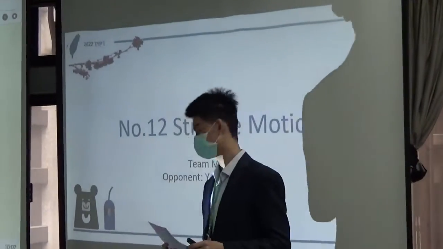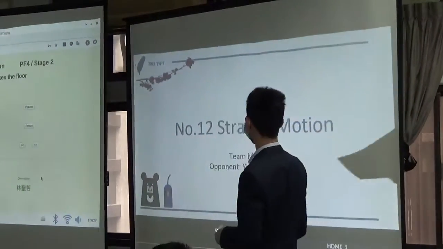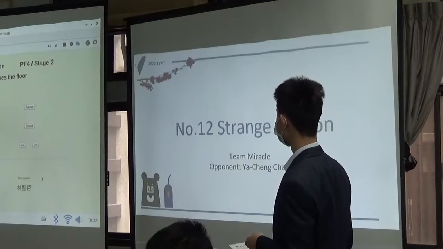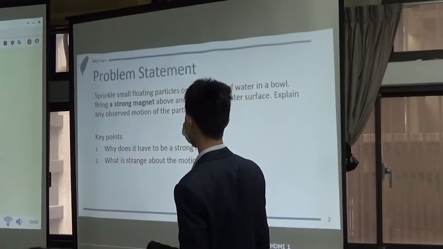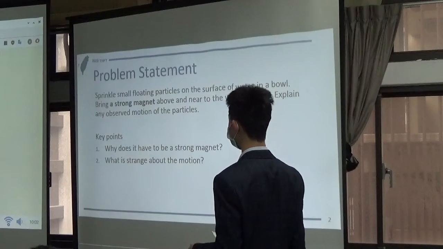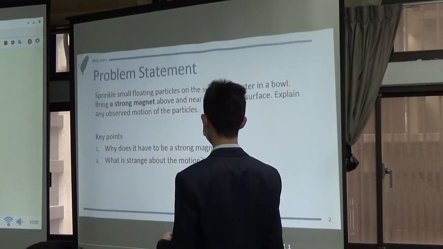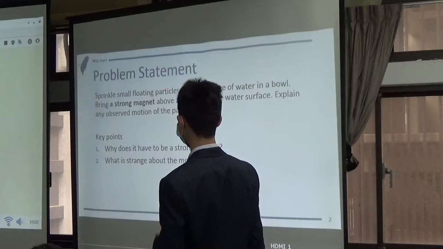Good morning, dear judges and fellow competitors. I am Arthur Shang from Team Miracle, and I'll be opposing the problem of strange motion. The problem statement says: sprinkle small floating particles on the surface of water in a bowl. Bring a strong magnet above and near to the water surface. Explain any observed motion of these particles.